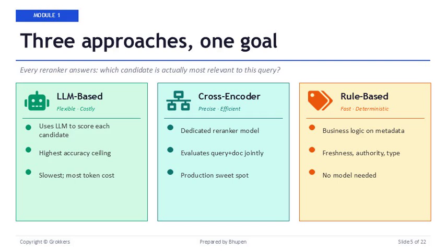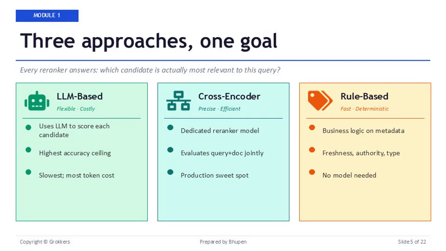Next, cross-encoders. These are purpose-built neural models that evaluate the query and document together as a single input. They are the production sweet spot, fast enough for real-time, accurate enough for serious work. Think of them as a highly trained wine buyer who can assess a bottle in seconds. Finally, rule-based re-ranking. No AI needed. Pure business logic. Boost documents that are fresh, from trusted sources, or match a specific type.